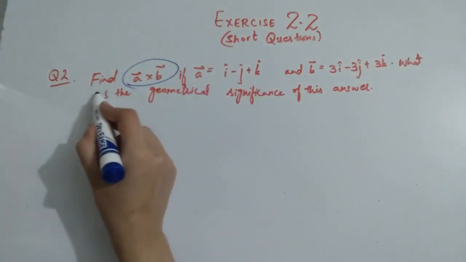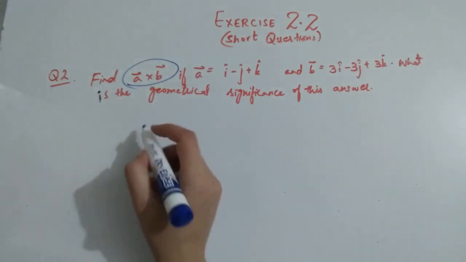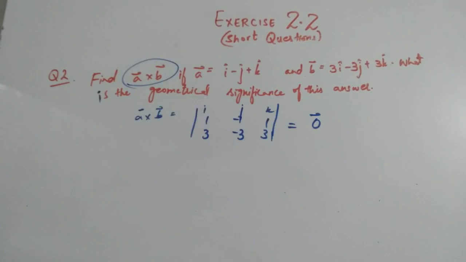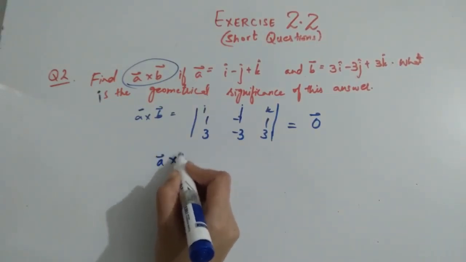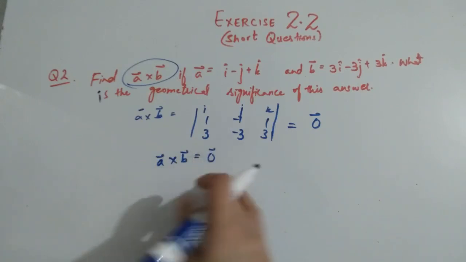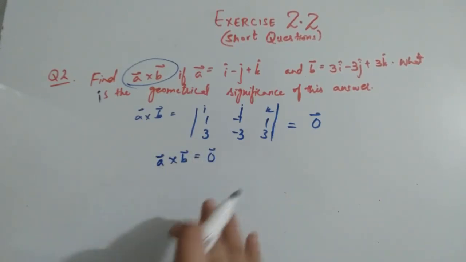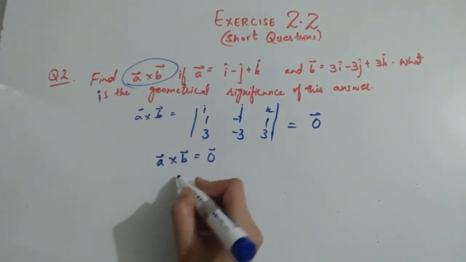Okay learners, in question number 2 you have to find a cross b and discuss what is the geometrical significance of this answer. So first you have to find a cross b. After expansion you will find that the answer of a cross b is the 0 vector. As it is 0, you will see that a and b are parallel vectors, because if the cross product of two vectors is 0 then they are parallel vectors.